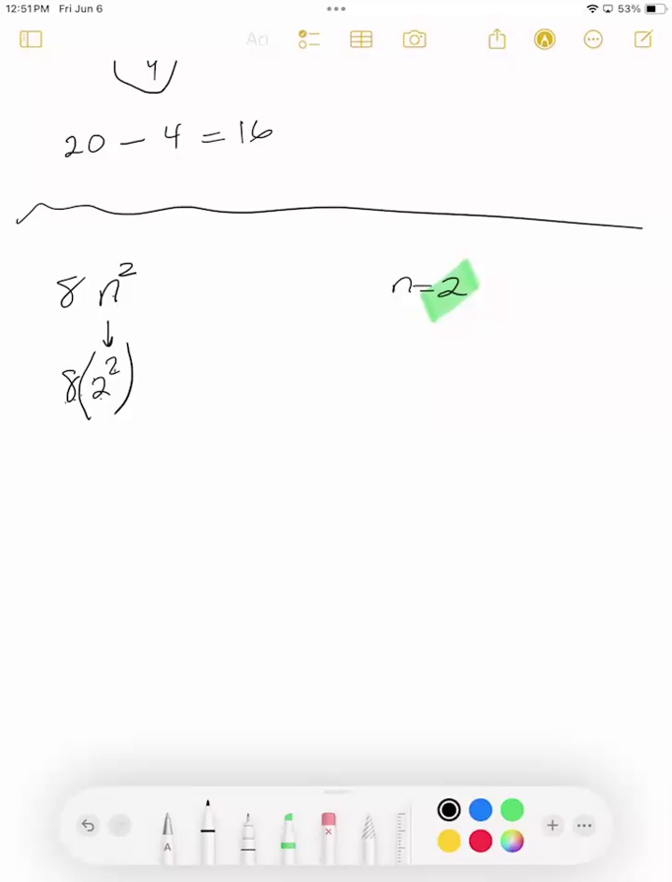2 to the power 2 means 2 times 2. That's what that is, 2 times 2, which is 4. So I get 8, 2 squared is 4, 8 times 4 is 32. So your answer is 32.